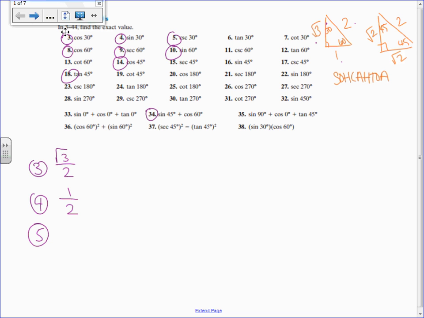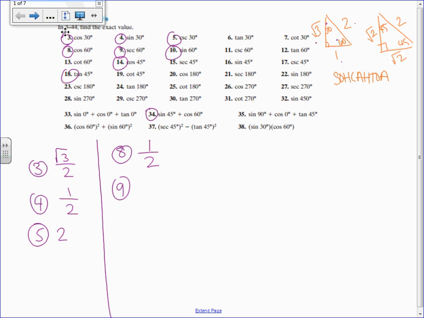For 5, I want the cosecant of 30. Remember, cosecant is the reciprocal of sine. So I really want the reciprocal of sine of 30, which I just found out in part 4. So 5 is just the reciprocal of 1/2, which is 2. Easy peasy. Now looking at number 8, I want the cosine of 60. I'm in the same triangle, but now I'm over here at my 60-degree angle, and cosine is adjacent over hypotenuse, so A over H, that's going to be 1/2.